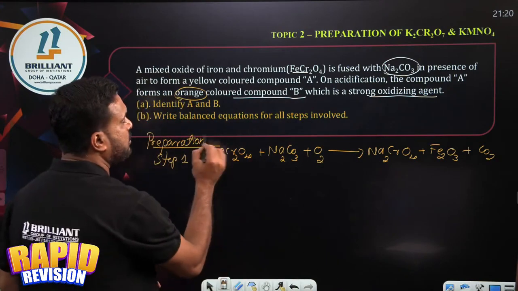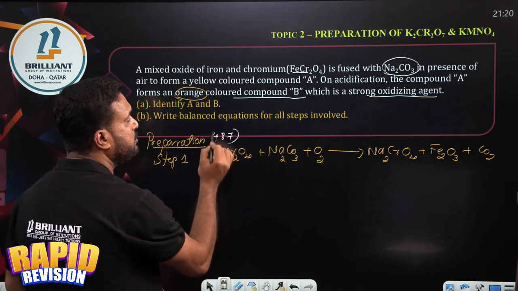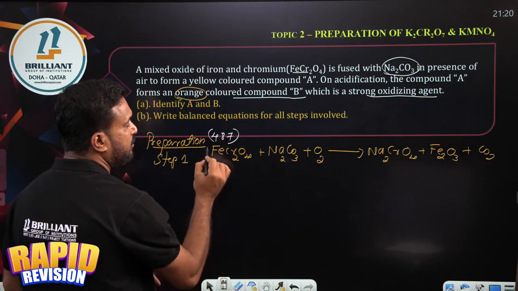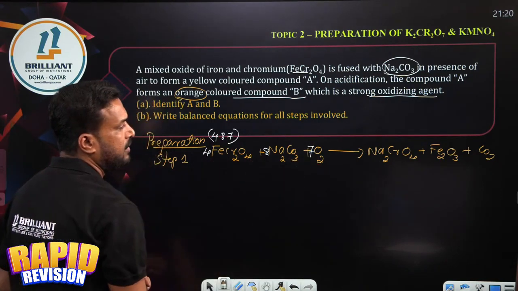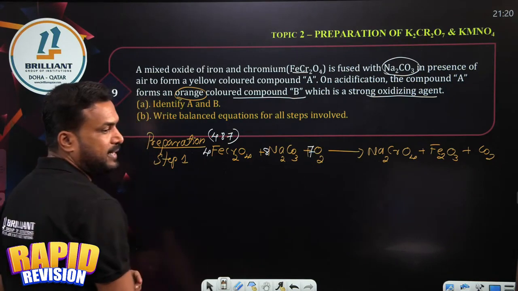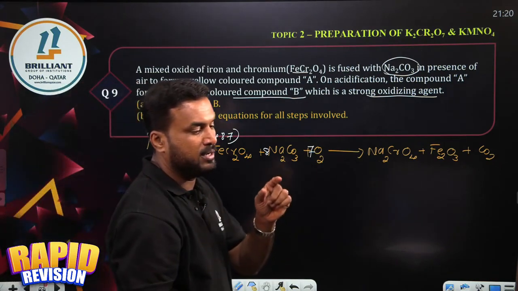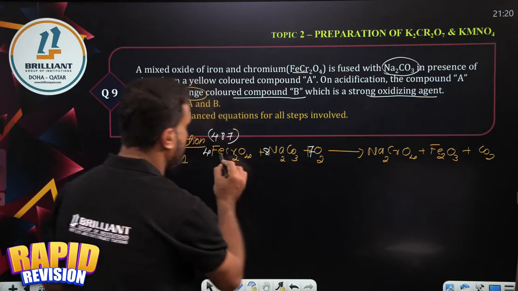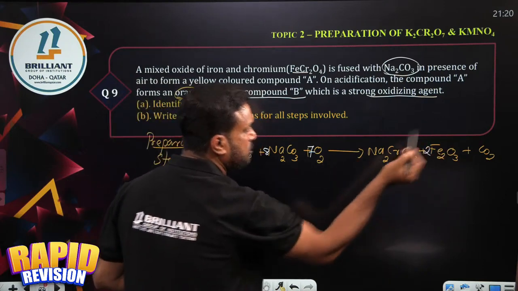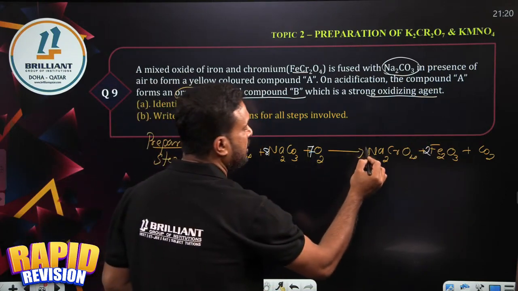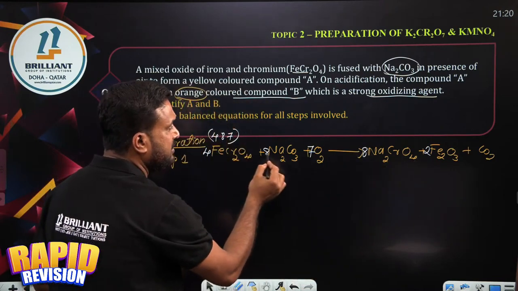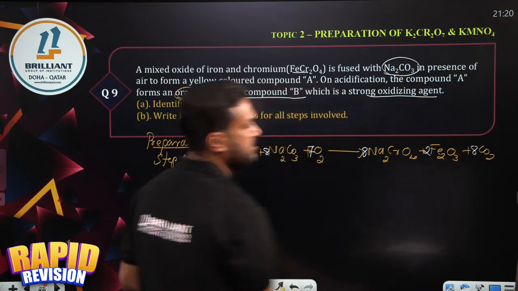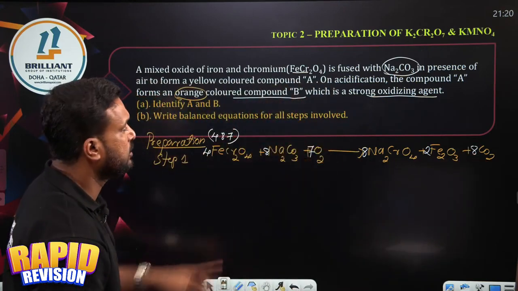So you remember this code: 487. Here it is 4, here it is 8, here it will be 7. Keep 487 in mind, which means 4 FeCr2O4, here I should add 2 Fe2O3, and here 8 Na2CrO4. Then you know how many carbon is there? 8 carbon. So I will balance. Now we got the balanced equation for the first step.